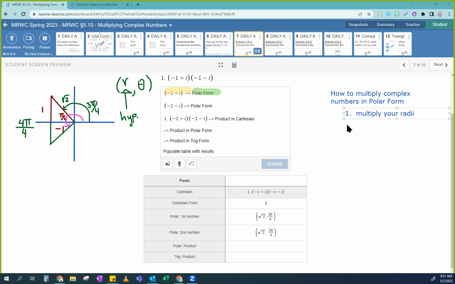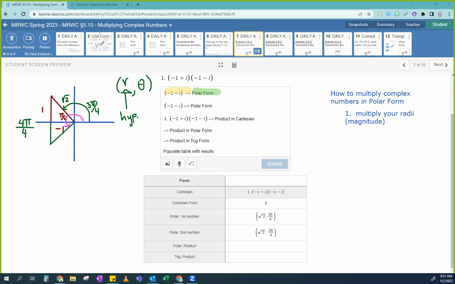Some books call this your magnitude. Later on, you will call this magnitude because you're dealing with vectors. Magnitude just means the length of that arrow. A vector is like, imagine that I made this an arrow. So multiply your radii. Go ahead and do that here.